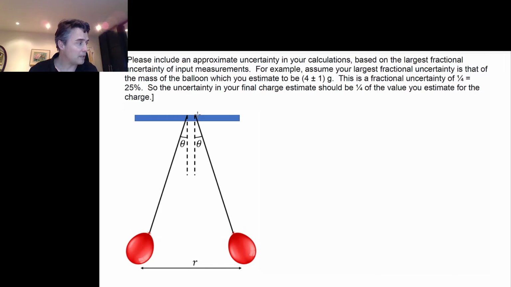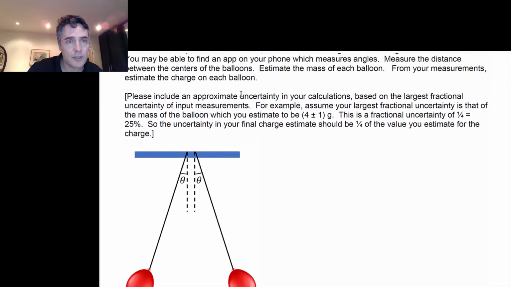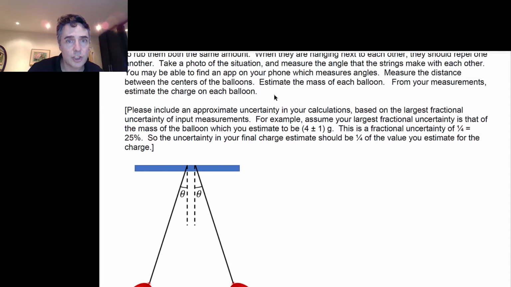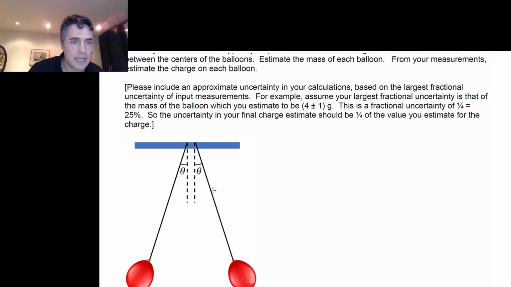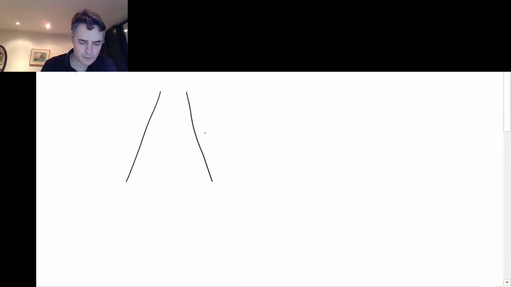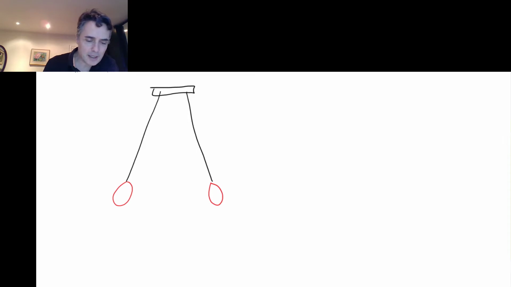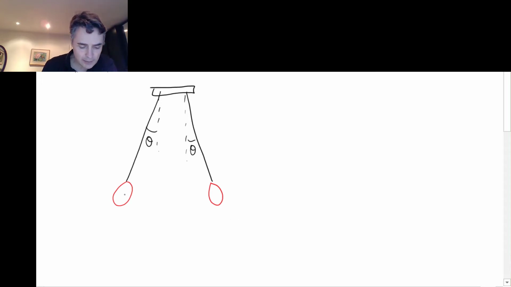What I want to do in the remainder of this video is walk through an analysis of this for you so that you can figure out how you're going to estimate the charge on each balloon given this angle. We have 2 strings which are attached to some fixed surface up above, and at the bottom we have 2 balloons which we will treat as point masses. Both of these strings are hanging at some angle theta away from the vertical, and there is a distance r between the centers of those 2 balloons.